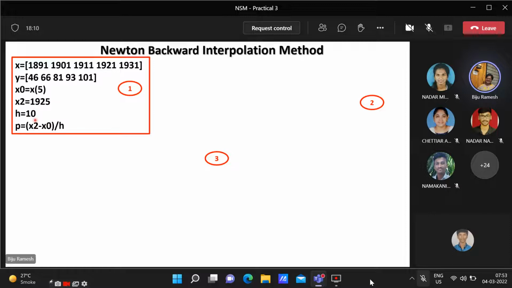Now you apply the difference between 1891 and 1901. The difference is 10 years. 1901 and 1911, the difference is 10 years. So H is equal to 10, your interval is going to be 10. Now you apply the formula, P is equal to X minus X naught by H. Here we have used X2.